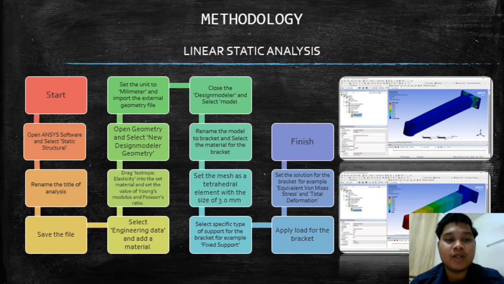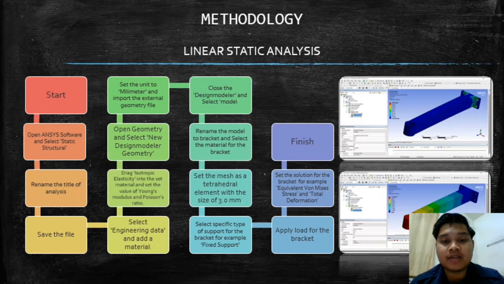And then open Geometry and select New DesignModeler Geometry. Then set the unit to millimeter and import the external geometry file. Then close the DesignModeler and select Model. Rename the model to bracket and select the material for the bracket.